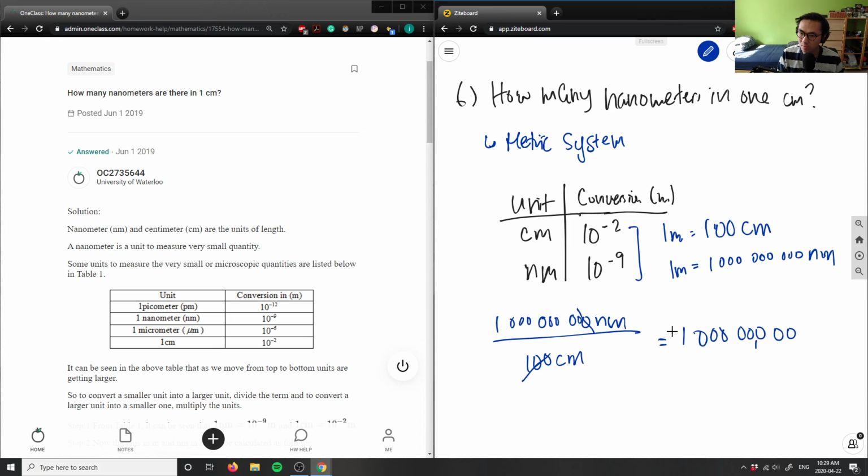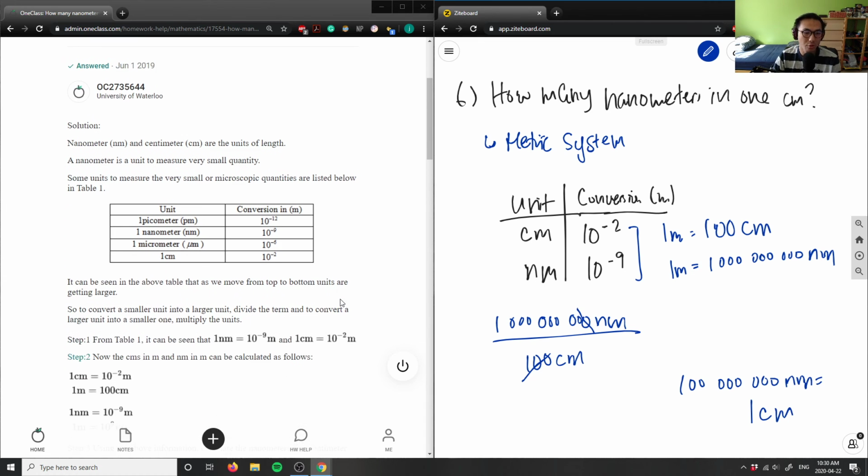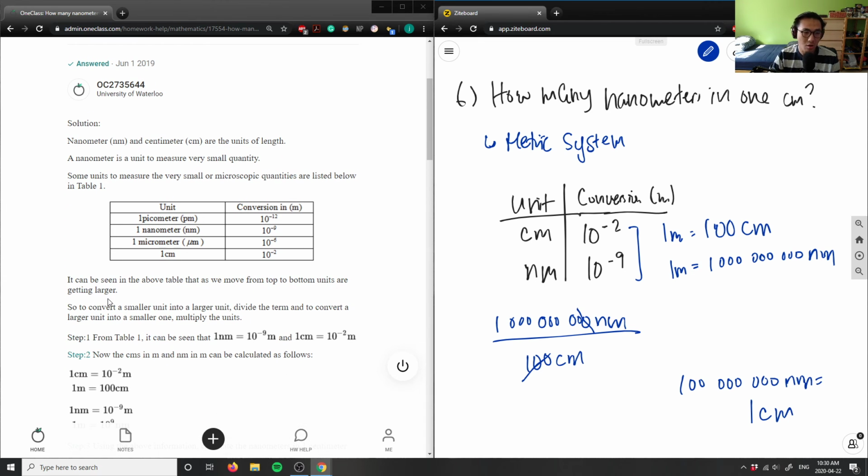I'm left with 8 zeros. So I have, this is 100 million now. So 100 million nanometers would equal 1 centimeter. And this here is my correct answer for this solution here. Again, every time we go from, like C in the solution here, we're going from a smaller unit to a larger unit, so we divide. If we're going from a larger unit to a smaller unit, we multiply.